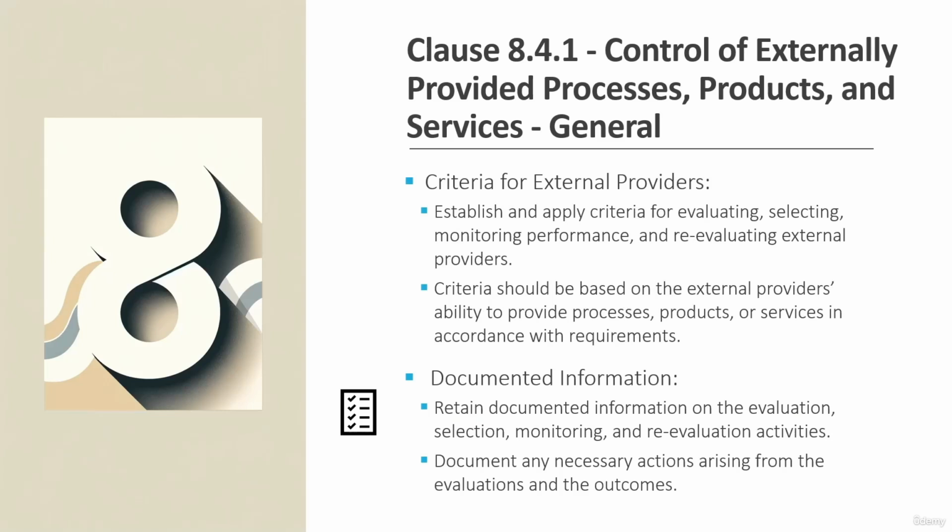Now, this particular clause, which is a general clause, requires that the company shall establish and apply the evaluation, selection, monitoring, performance, and re-evaluation of external providers. So in simple terms, let's say you are getting some material from your supplier, but before you get that material, you need to do some evaluation. You need to select those suppliers, and then you need to monitor their performance, and then you need to re-evaluate these from time to time to make sure that these external providers or these suppliers meet your requirement. That's the requirement here in 8.4.1.